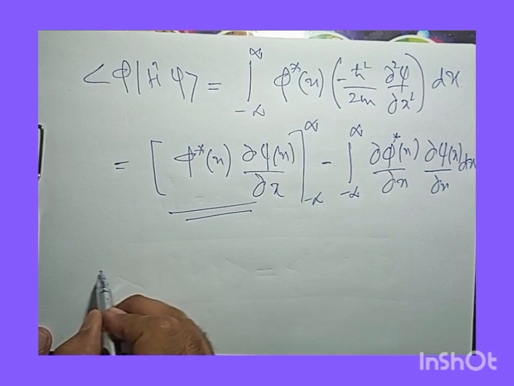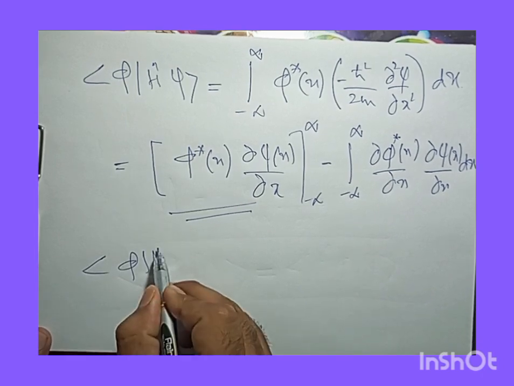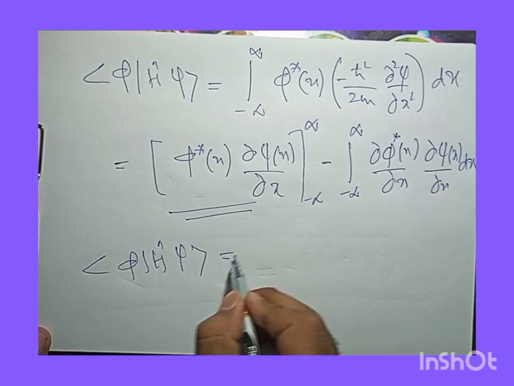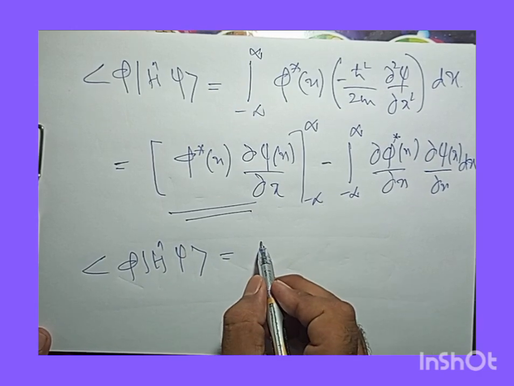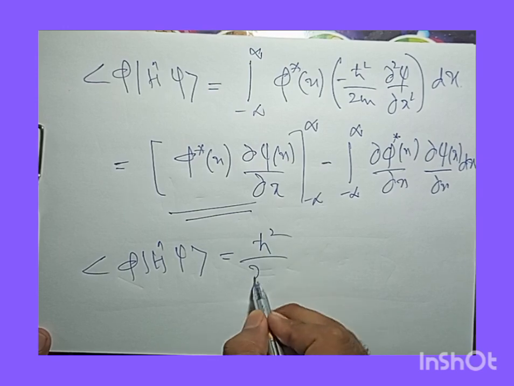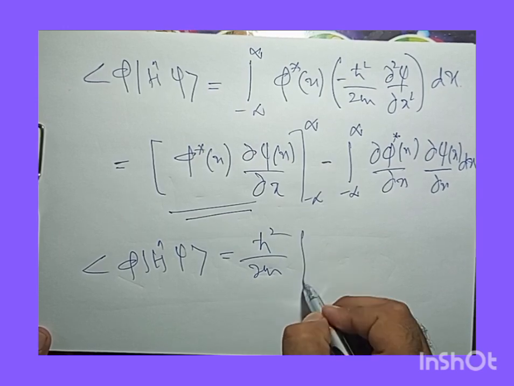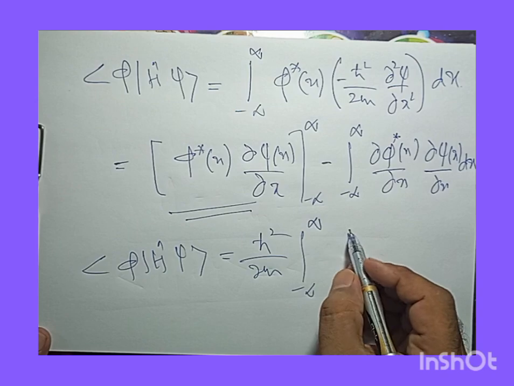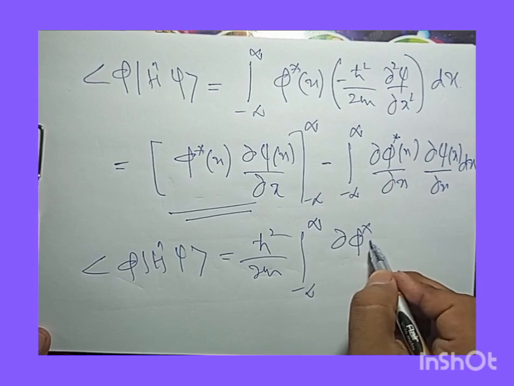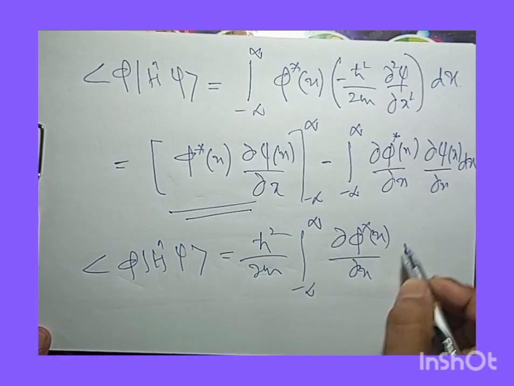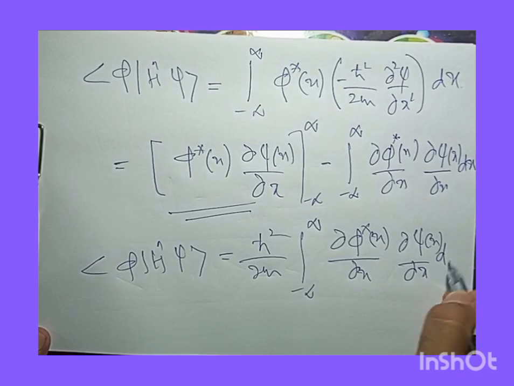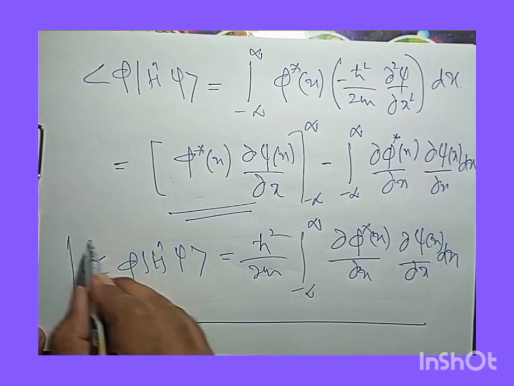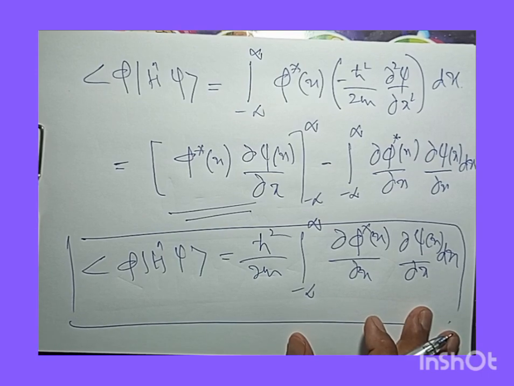So what will be phi, H cap of psi? Minus will become plus, so this is h cross squared by 2m, integral from minus infinity to infinity, dou phi star of x by dou x, dou psi of x by dou x dx. This is one result. Now we have to compare it with another result.